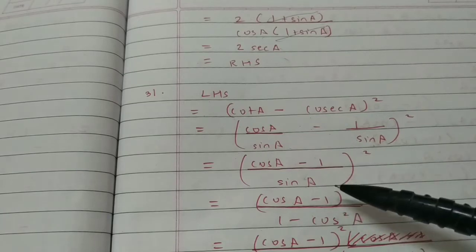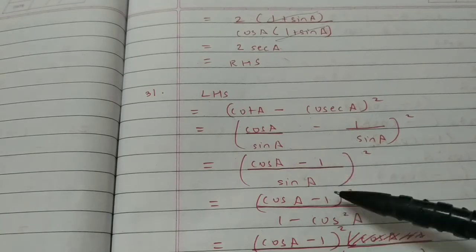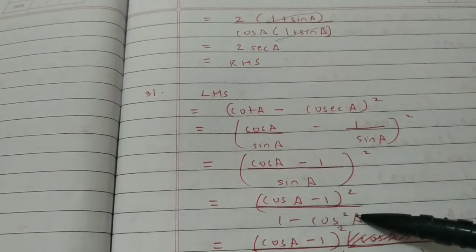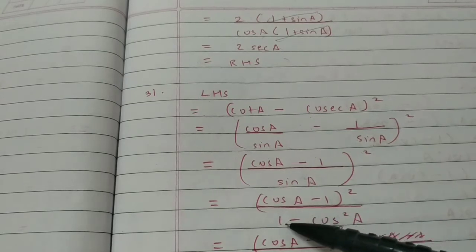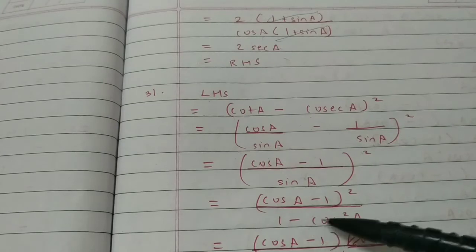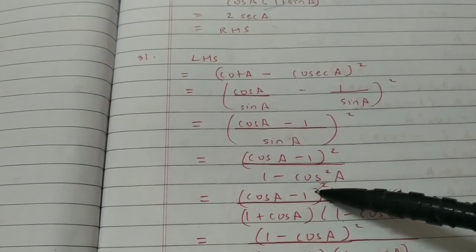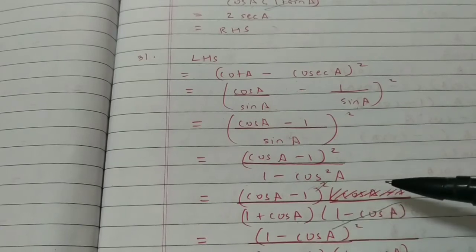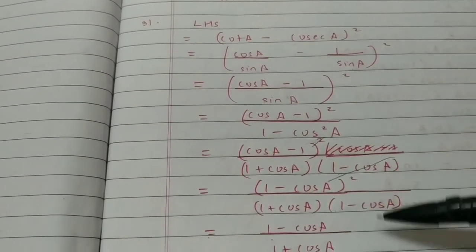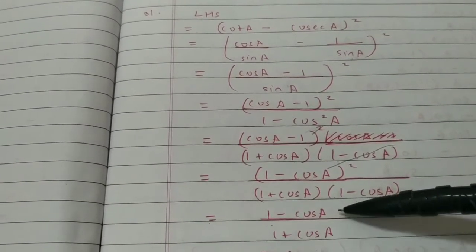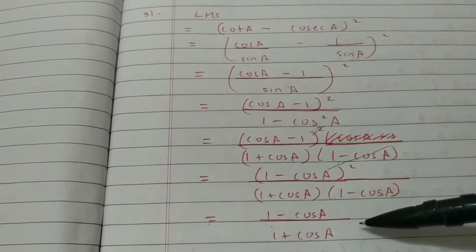You can show that step if you want to. I'll convert that into 1 minus cos square A. But that is nothing but A square minus B square. That is A plus B, A minus B. And then this one bracket and one bracket gets cancelled. And then I'm left with 1 minus cos A upon 1 plus cos A.